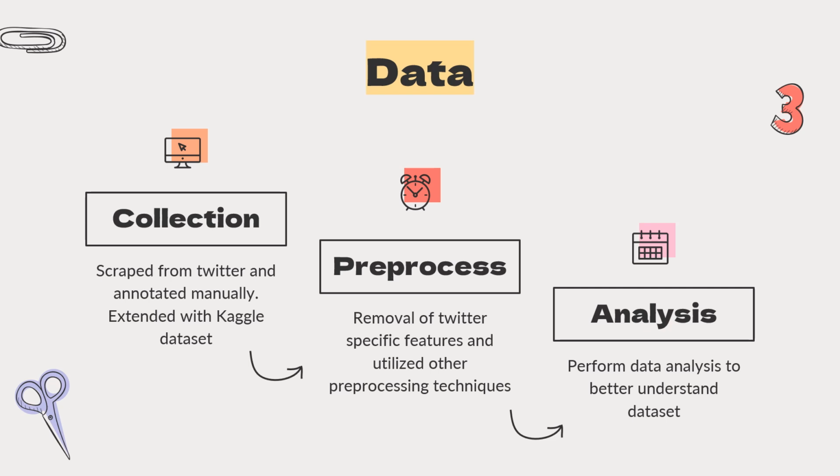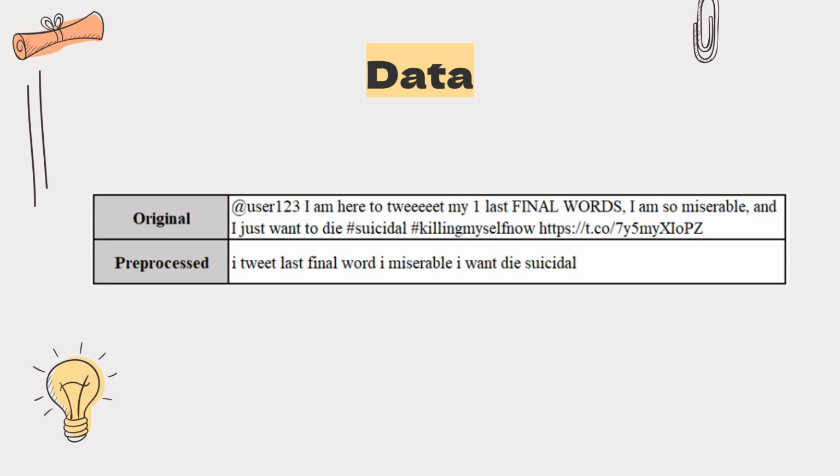Next, the dataset was preprocessed, which includes the removal of Twitter-specific features such as URLs, mentions, and retweets. Common preprocessing techniques such as removal of stop words, punctuations, and other heuristics were also used to preprocess the text. Further text analysis was also done, which includes generating word clouds, analyzing the distribution of text length, and performing feature importance and sentiment analysis to better understand the characteristics, patterns, and trends of the dataset. So here we can see the before and after of preprocessing a tweet.